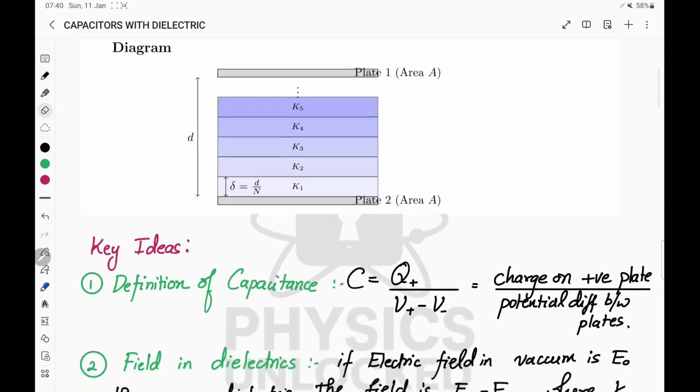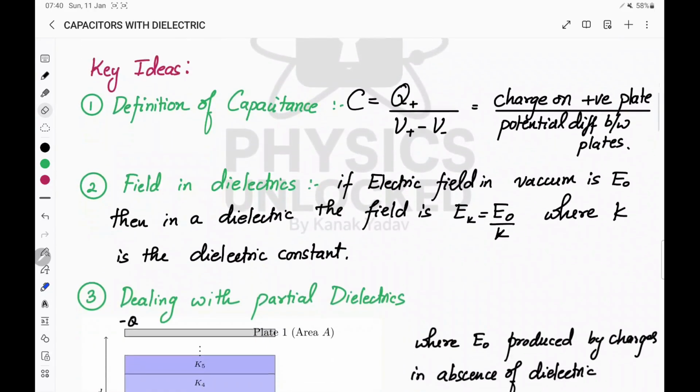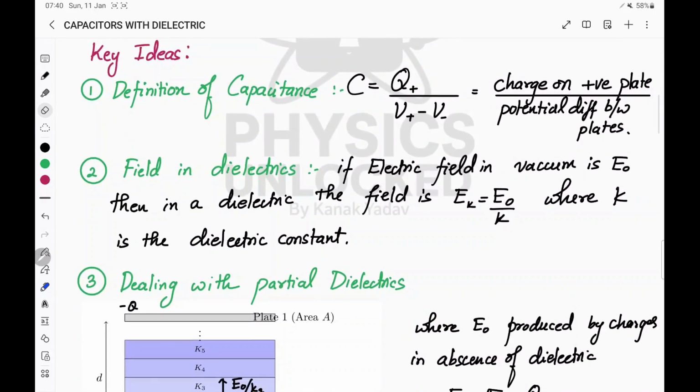Let's first learn about the key ideas that we need to solve this question. So the first key idea we'll use is the definition of capacitance itself. The definition of capacitance is the charge on the positive plate of the capacitor divided by the potential difference between the plates of the capacitor. Very simple. So capacitance is the ability of a conductor to store charge per unit potential difference.